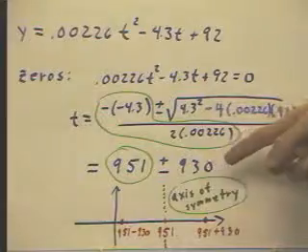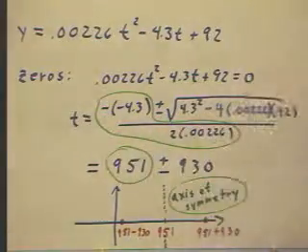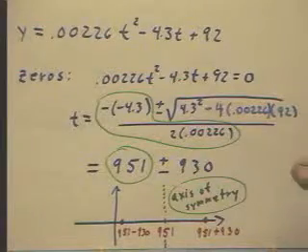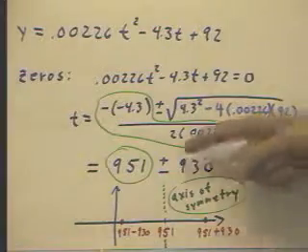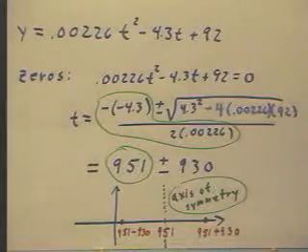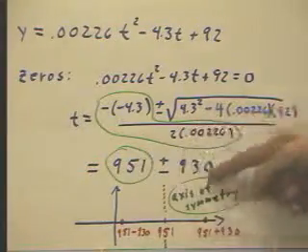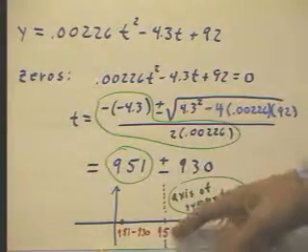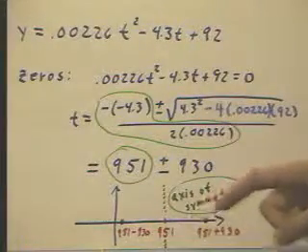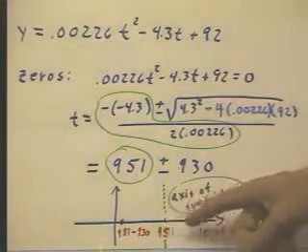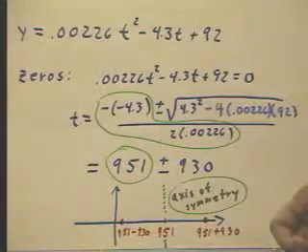And we circled in green the terms that are going to give us the coordinates of the vertex. And then we have plus or minus 930, which is going to give us the location of the zeros. And we think of this information as telling us that the vertex is at t equals 951, and that the zeros are 930 units to the right or the left of 951.